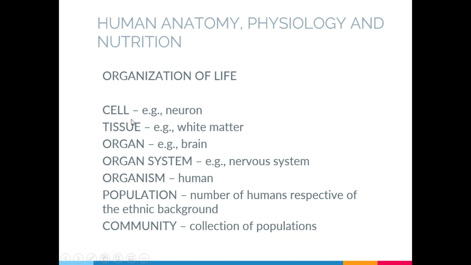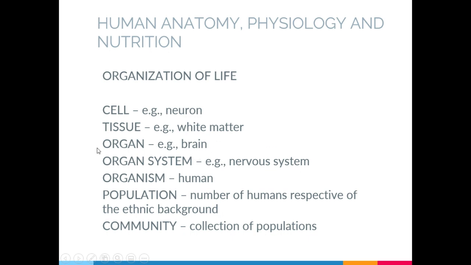Tissues are aggregates of cells. So when cells combine together, they become a tissue. An example of this is white matter. We can say that white matter is a nervous tissue that is comprised of many neurons or many cells. When tissues combine together, they would become an organ. For example, brain. Ang brain man is composed of many tissues including white matter.